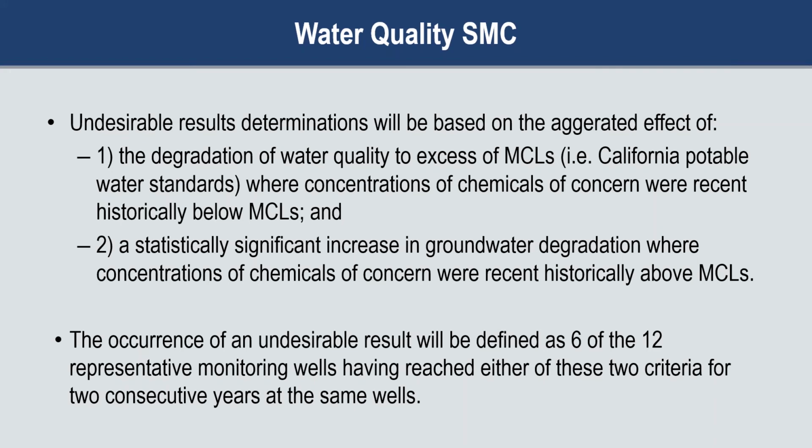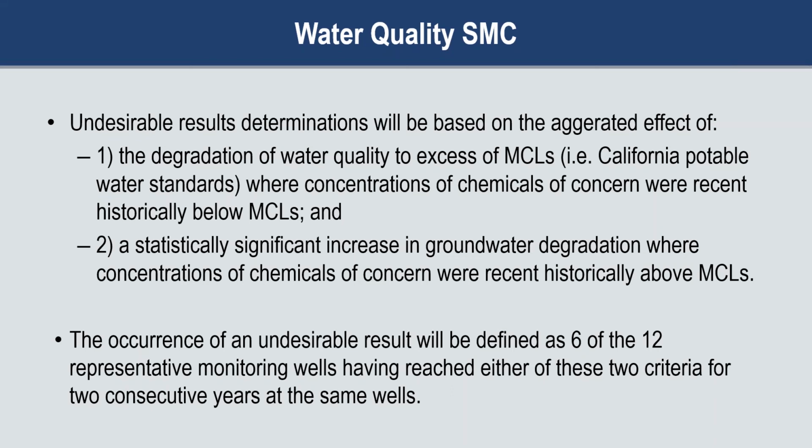What this means is there are certain drinking water standards that California has set for drinking water, and if water has historically been of good quality and below that level, if it goes above that level, it is considered an undesirable result. Now, in some areas, it is understandable that it might already exceed that level that California has set. If that's the case, we are not responsible for improving the water quality to below the MCLs.